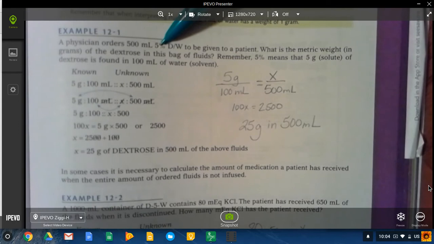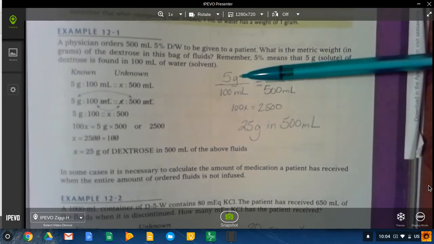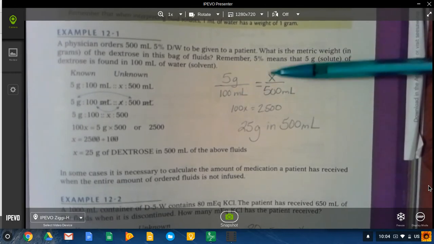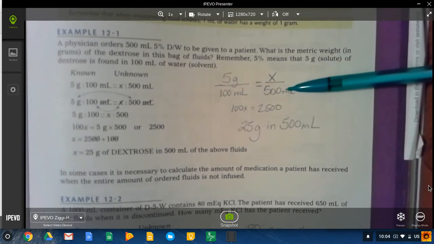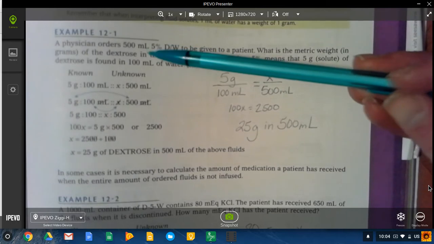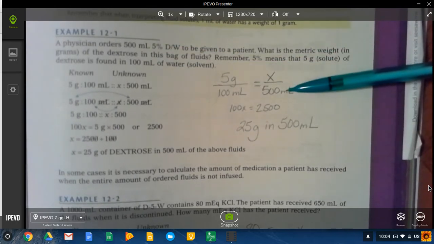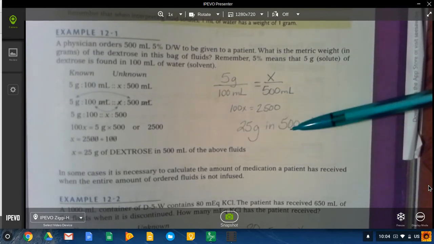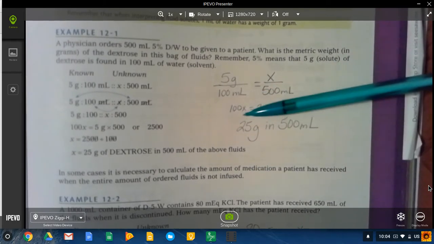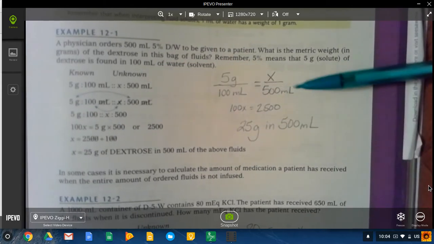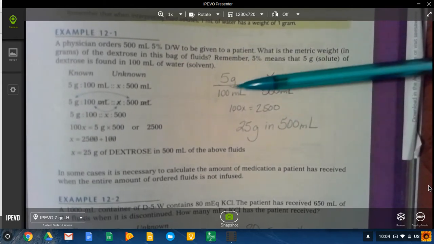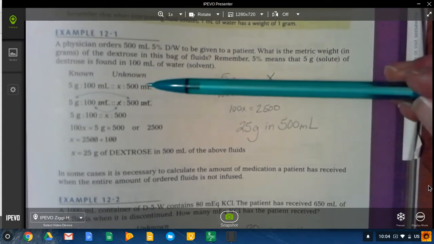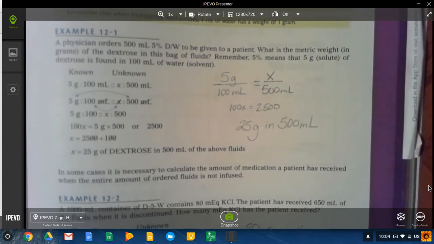You know that you have your 5%. So you would put your 5 grams over 100 milliliters. That's your known. Your unknown is how much is in a 500 milliliter bag. So you need to find out how much dextrose is in there. So then you would solve for X. And once you cross multiply, then you'll come up with 25 grams. I like to set it up this way rather than this way, because it helps me know what I'm doing when it's set up as the ratio proportion. When it's set up straight across like this, it's hard for me to interpret.